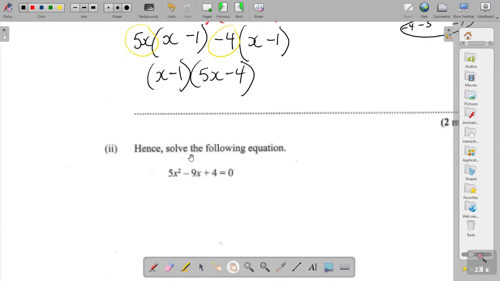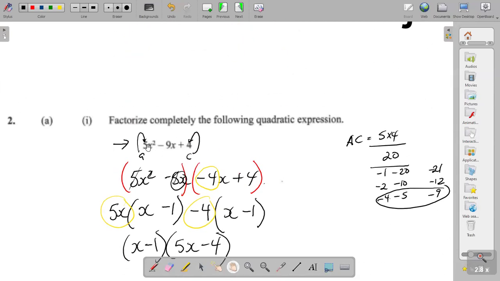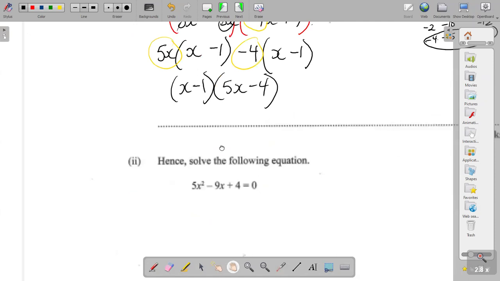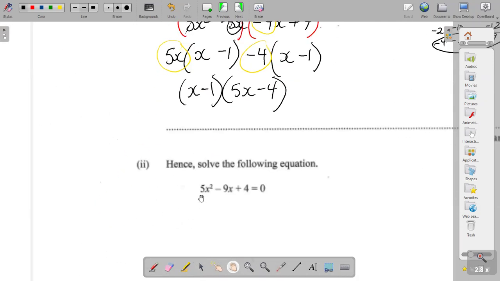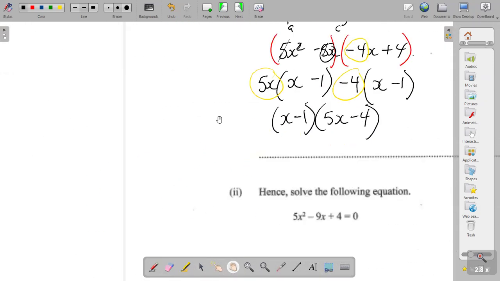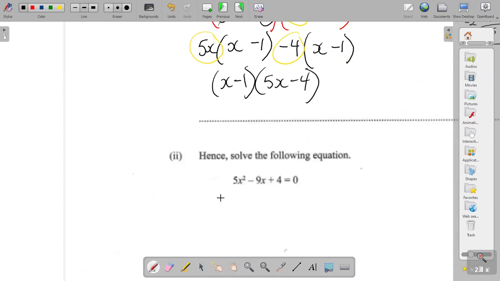Now it says, hence, solve the following equation. Wasn't this the equation they gave before? So you know, hence. Another thing you should know is how to solve a quadratic equation. There are 2 options you could use. You could use the factorization method, and I'm going to do both. We're going to do both tonight, so you could choose which one you prefer. Or you could use the quadratic formula.